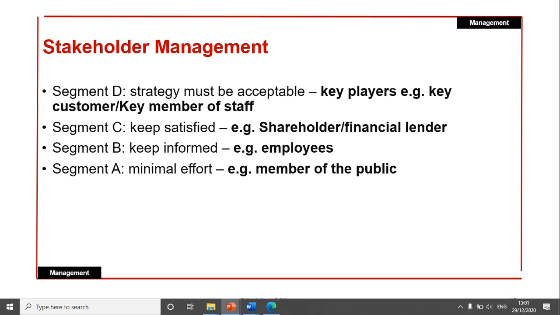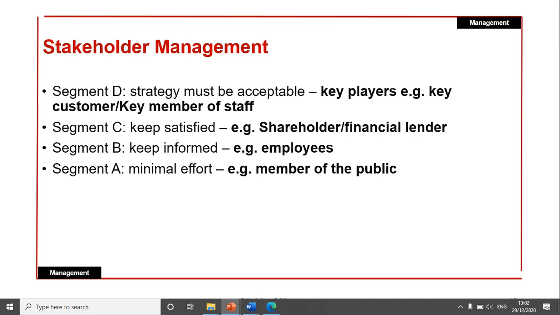So we discussed the segments. We said stakeholder D has got both high power and high interest, and these types of stakeholders are key players in the success of the strategy of the organization. So strategy to them must be acceptable. So these stakeholders may include customers, a key customer or a key member of staff. We have got segment A. Let me go to A so that we don't take too much time. Segment A has got low power and low interest. Minimal effort must be exerted on this type of stakeholder. This may include a member of the public who is not directly interested in what the business is doing.